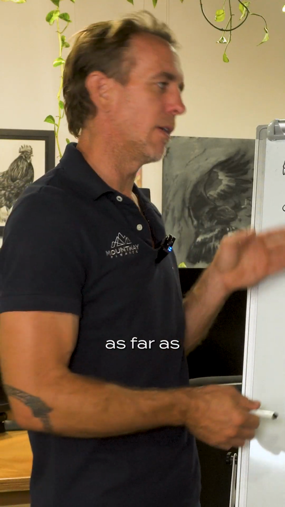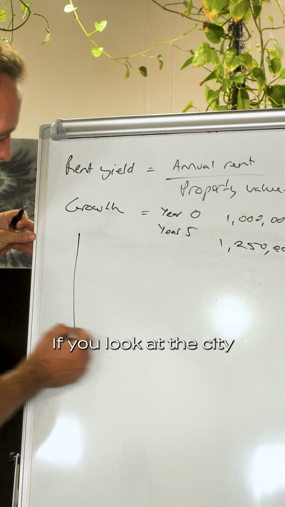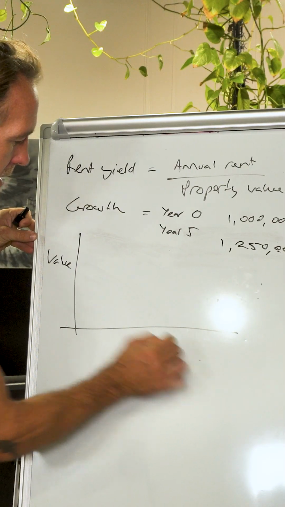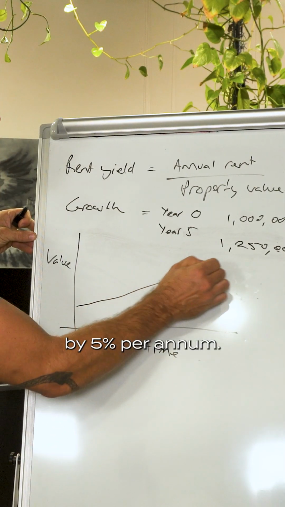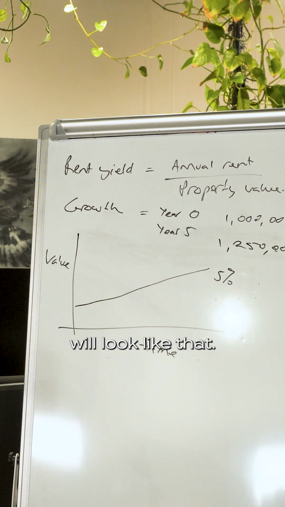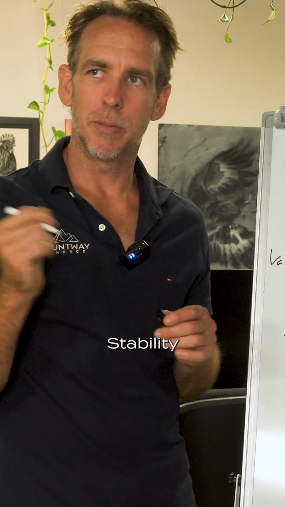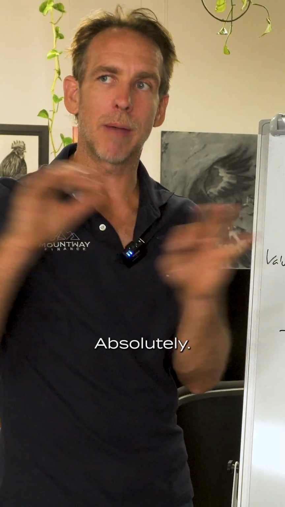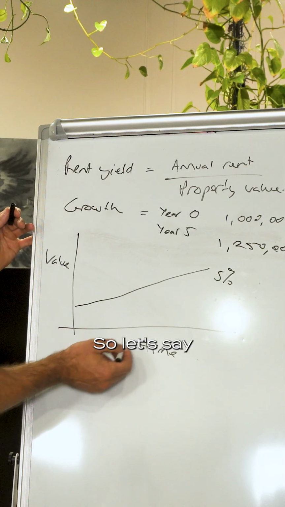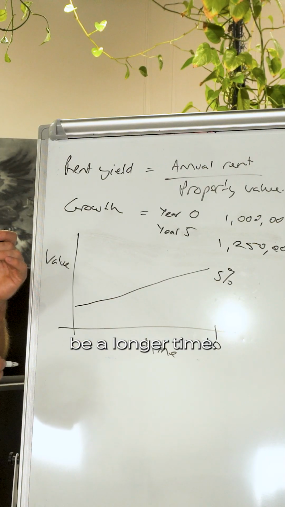And this is where we get to as far as how do you make a good property investment choice. If you look at a city and you look at value over time, yes, it might go up by 5% per annum, right? And it generally will look like that. That's probably the key point. We're talking about stability here. Stability is a different thing. So there's growth, absolutely, but there's what the picture looks like on the journey there. So let's say this is a 10-year journey, right? And it could easily be a longer time.